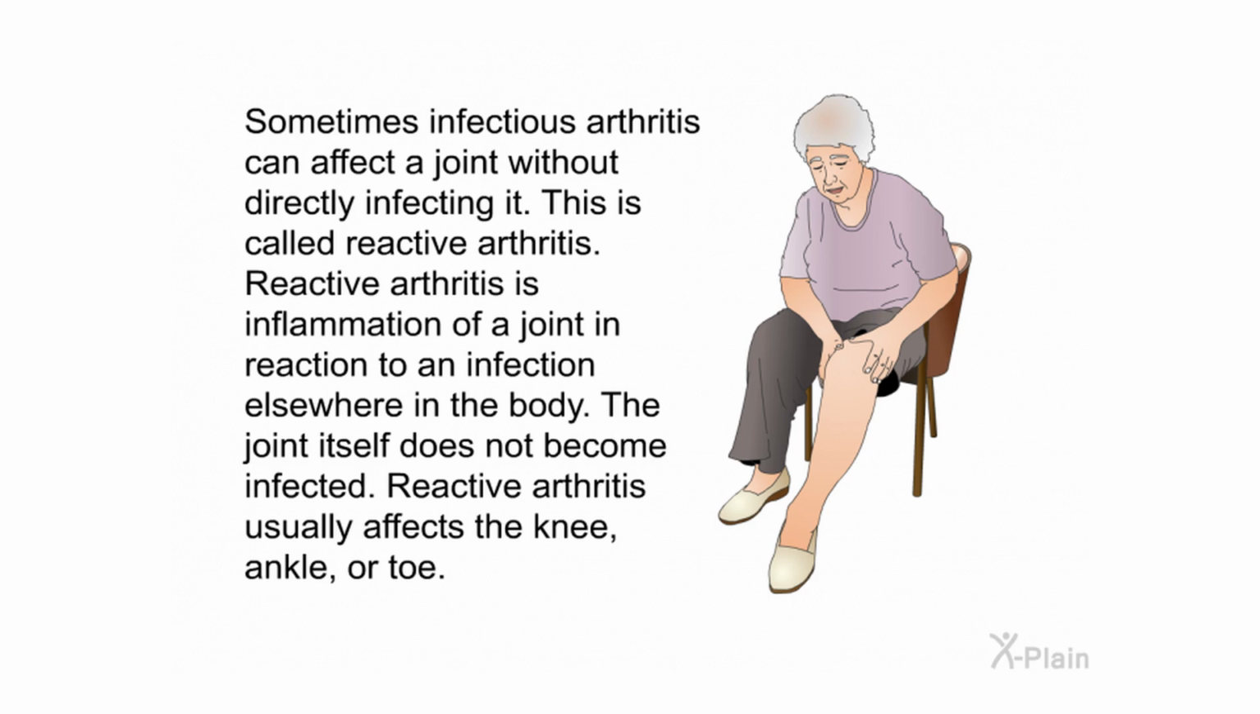Sometimes infectious arthritis can affect a joint without directly infecting it. This is called reactive arthritis. Reactive arthritis is inflammation of a joint in reaction to an infection elsewhere in the body. The joint itself does not become infected. Reactive arthritis usually affects the knee, ankle, or toe.